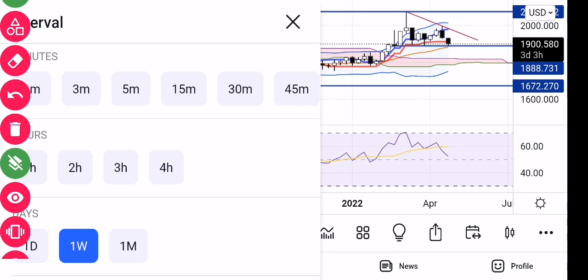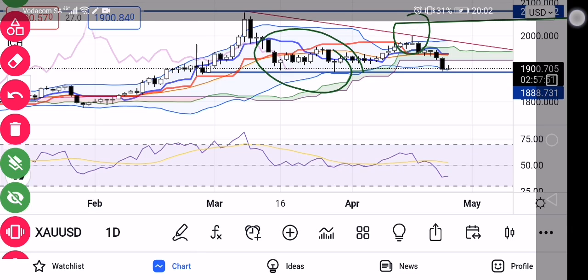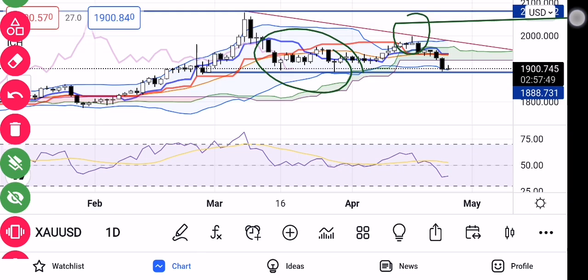If we look at that same stuff on the daily, right, we got a similar effect here. Over here, if this level holds, we got exactly the same setup on a smaller scale. If the level holds, then we will see a buy here in gold.